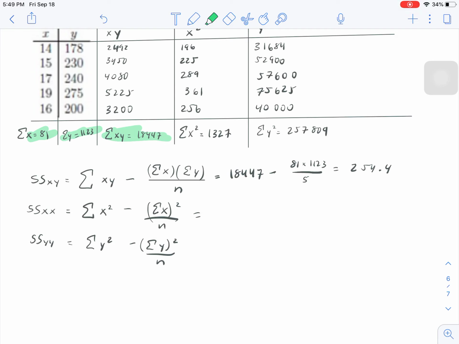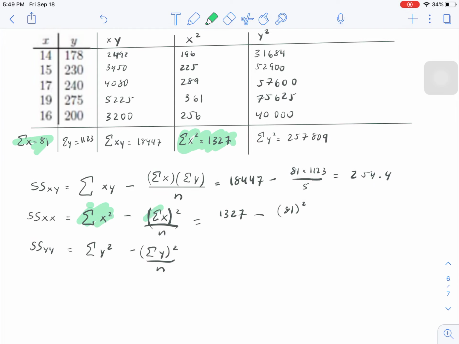Okay, next, the sum of squares for the x's. The sum of the x squareds is right here. The sum of the x's squared is 81 squared. Be careful about these parentheses. These are 2 different quantities. This one, you take each x, square it, and then add all of those up. Here, you're going to add up all the x's and then square. So just be careful that you don't mix up the 2. Then I'm going to divide this by 5, and I should get 14.8.